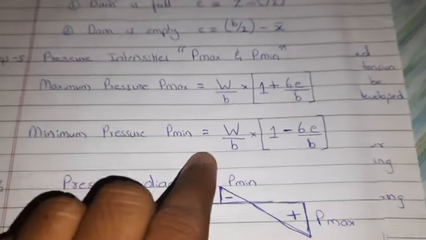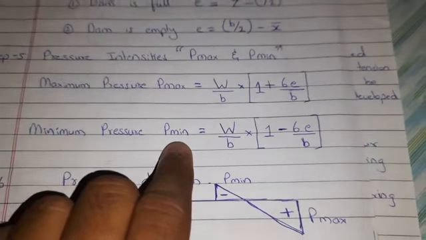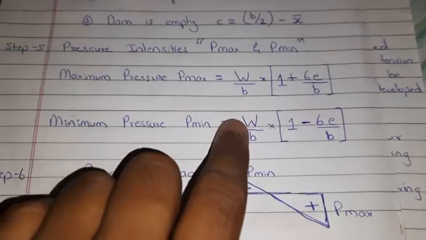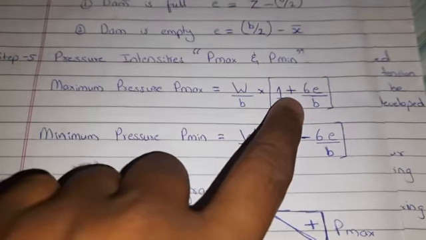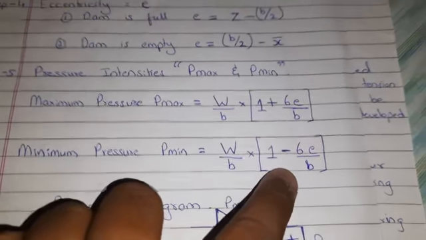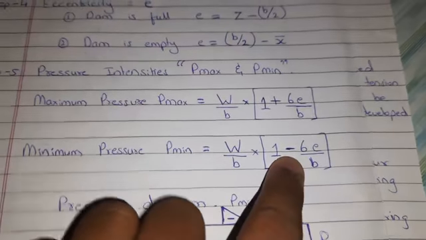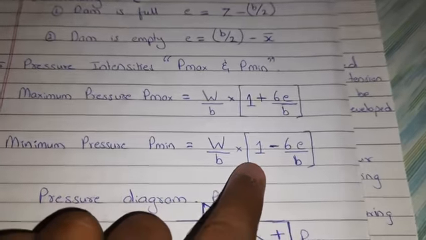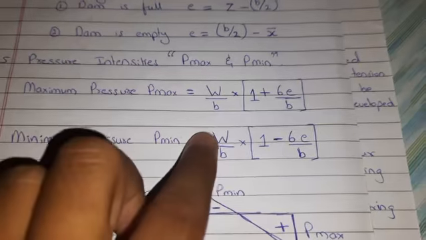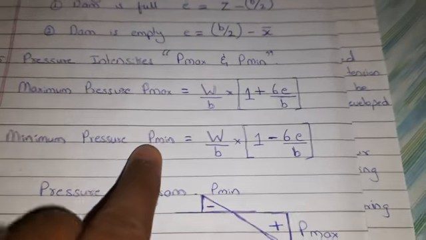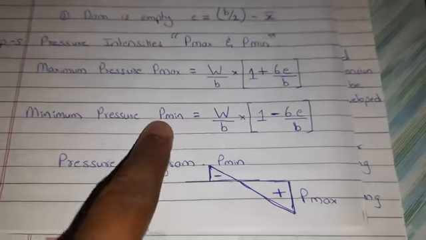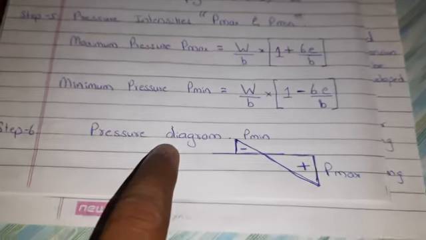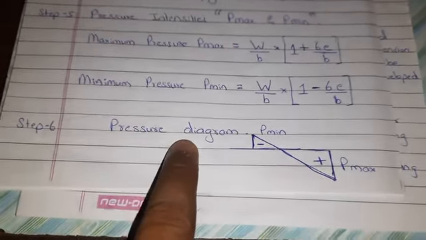The next is the minimum pressure intensity, given by P minimum. We calculate it with the same formula; the only difference is that in the maximum we substitute the plus symbol, and in the minimum intensity we substitute the minus symbol. The remaining formula is the same. So when you calculate, you will get the values of P max and P minimum. After that, the last step, step number 6, is to draw the pressure diagram.